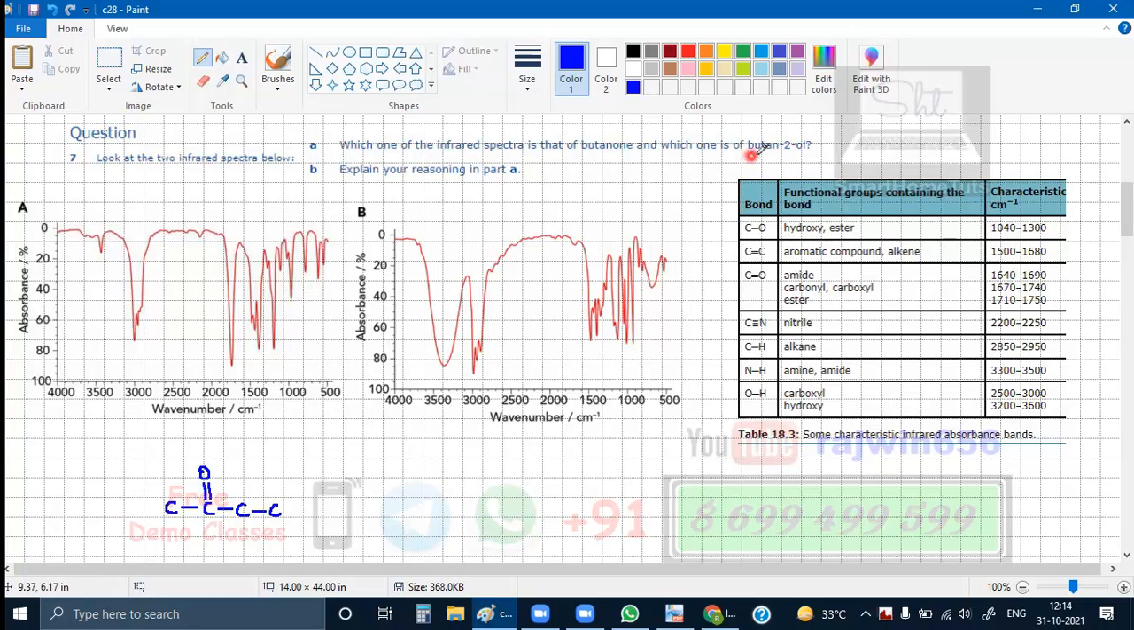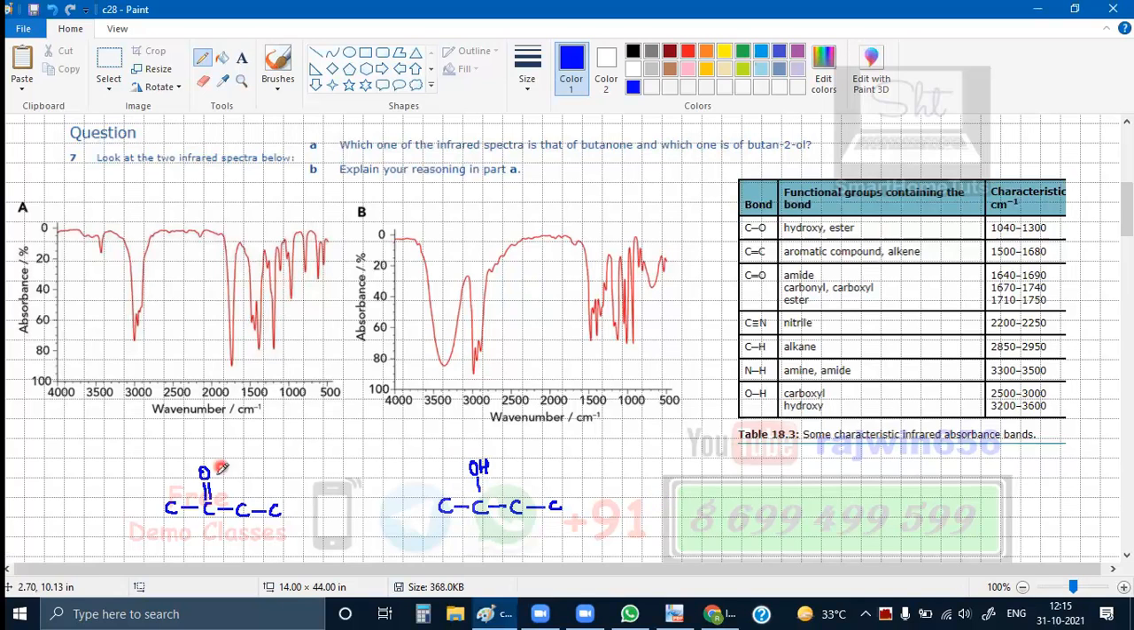The next compound is butane-2-ol. Again over here, 4 carbon atoms are there. Ol, that is alcohol, is the functional group. It's on the second carbon atom, so I'm going to put an OH over here. All the other hydrogen atoms, you can fill them up.